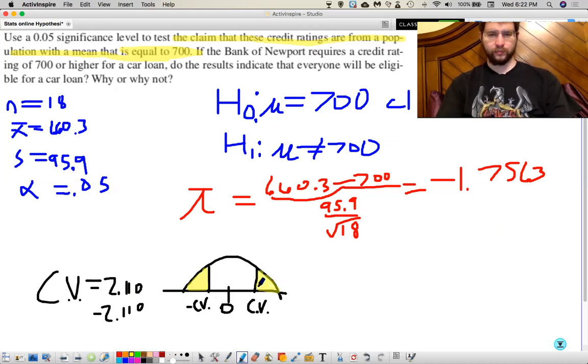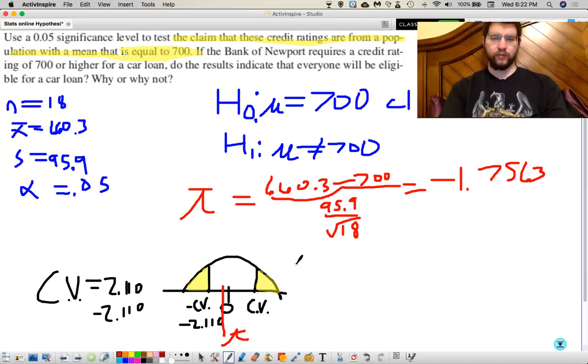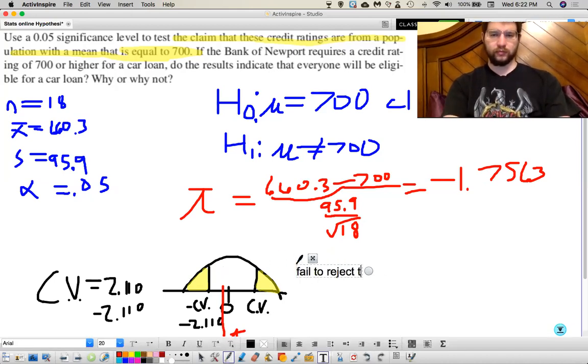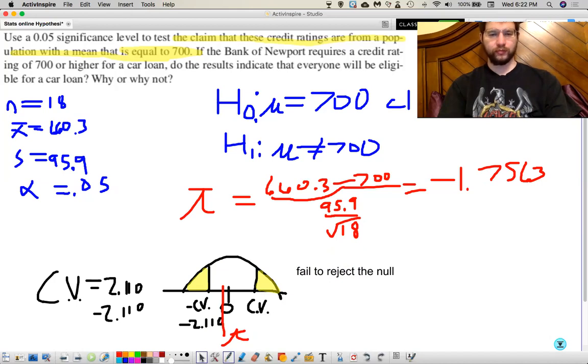Okay. Now I'm going to plot my test statistic. Let's see, this is 2.110. Let me actually write that down for this side. My test statistic is between that and 0, right there. That means it's not in the rejection region, so we fail to reject the null. So that's the traditional method.